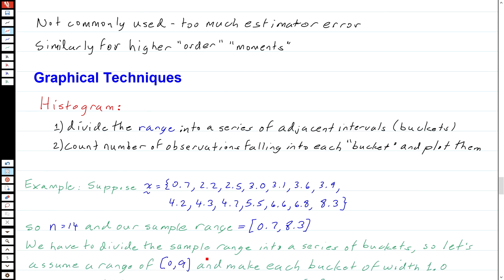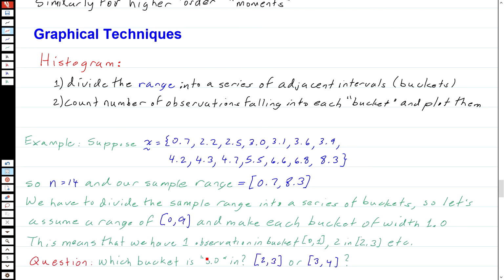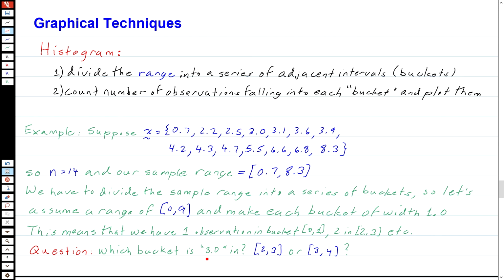Another way we can talk about these distributions and summarize them in a quicker way is to draw a histogram. And the basic idea is that we divide the range into a series of adjacent intervals or buckets and count the number of observations falling into each bucket and then plot it. So for example, suppose we have a set of 14 observations, and I've ordered them now from smallest to largest, starting from 0.7, 2.2, 2.5, 3.0, and so on and so forth, up to 8.3. Our sample range is 0.7 to 8.3.